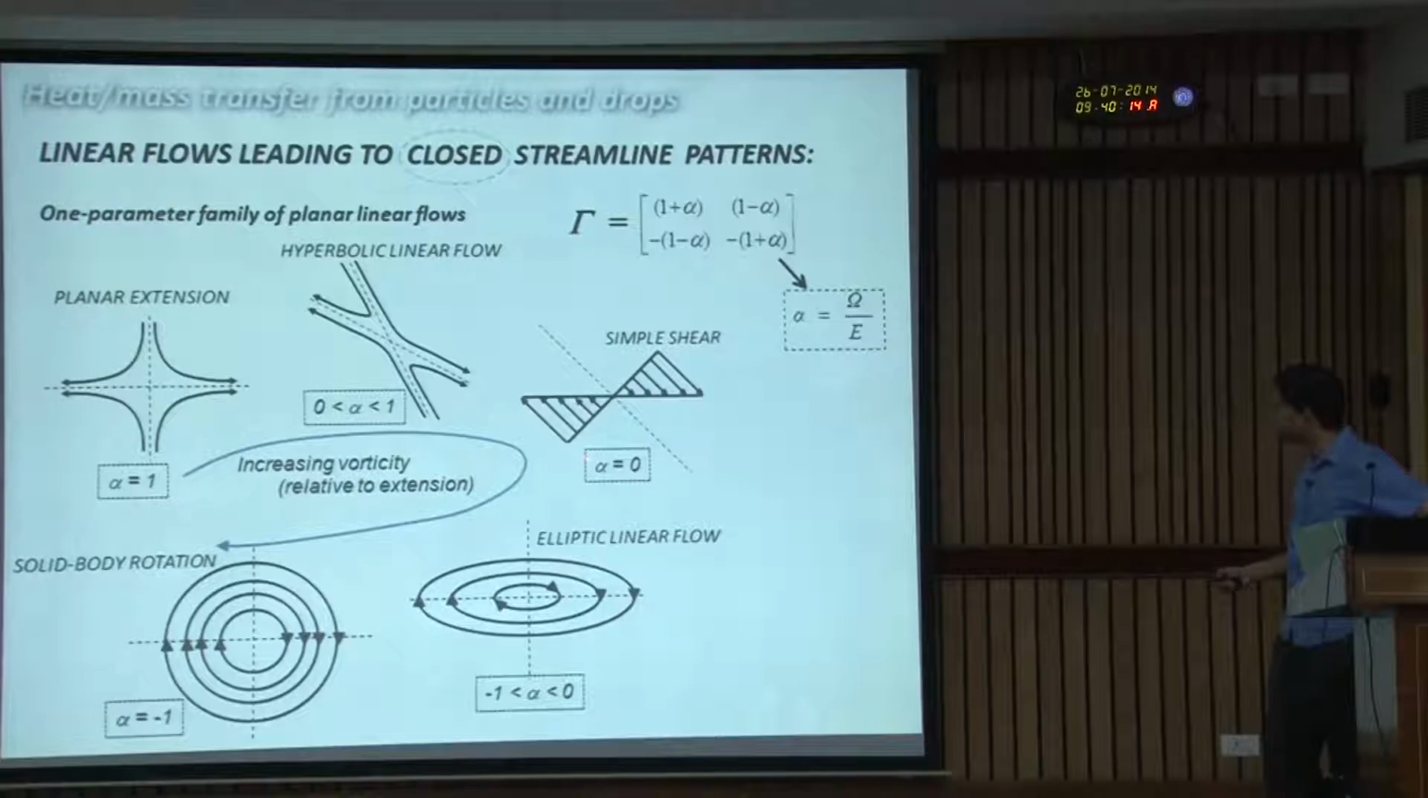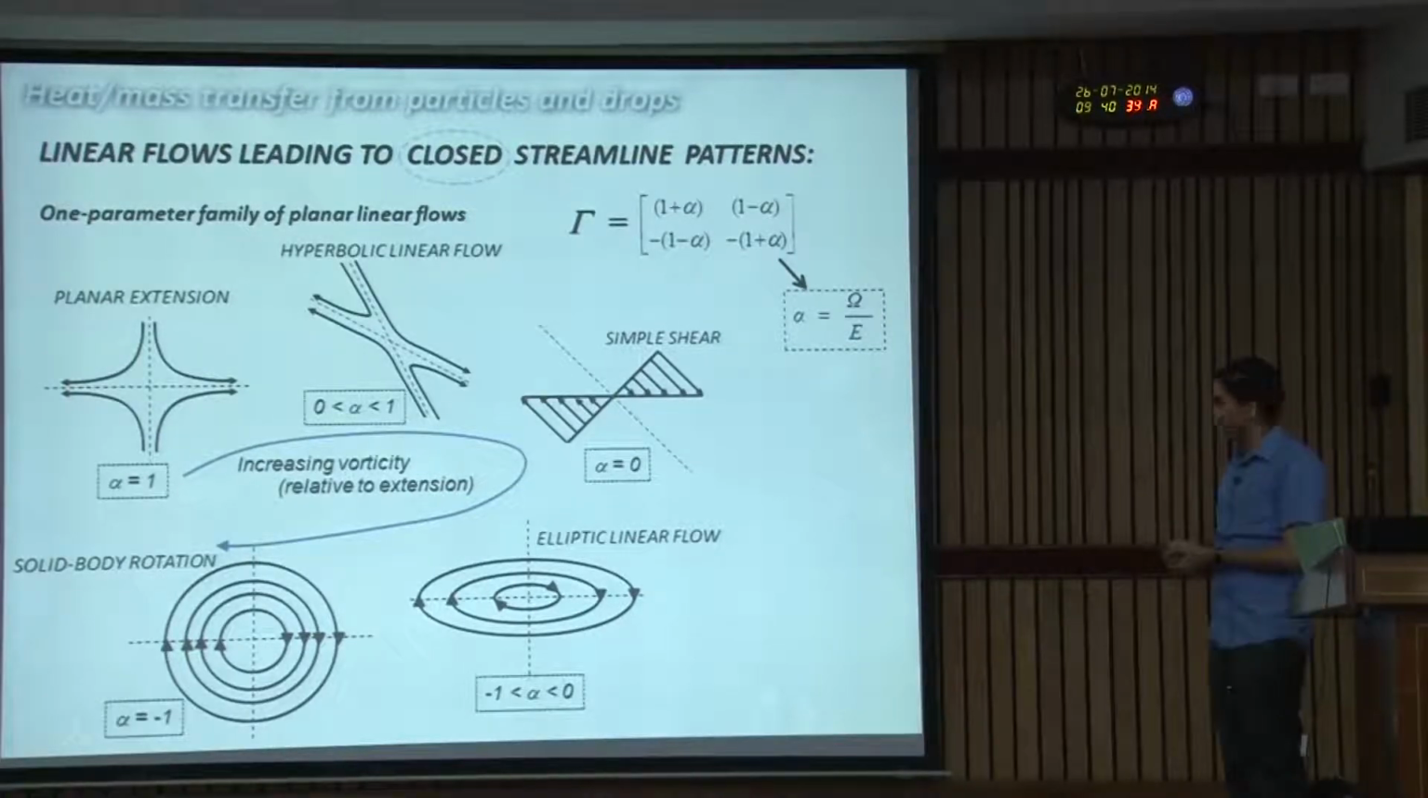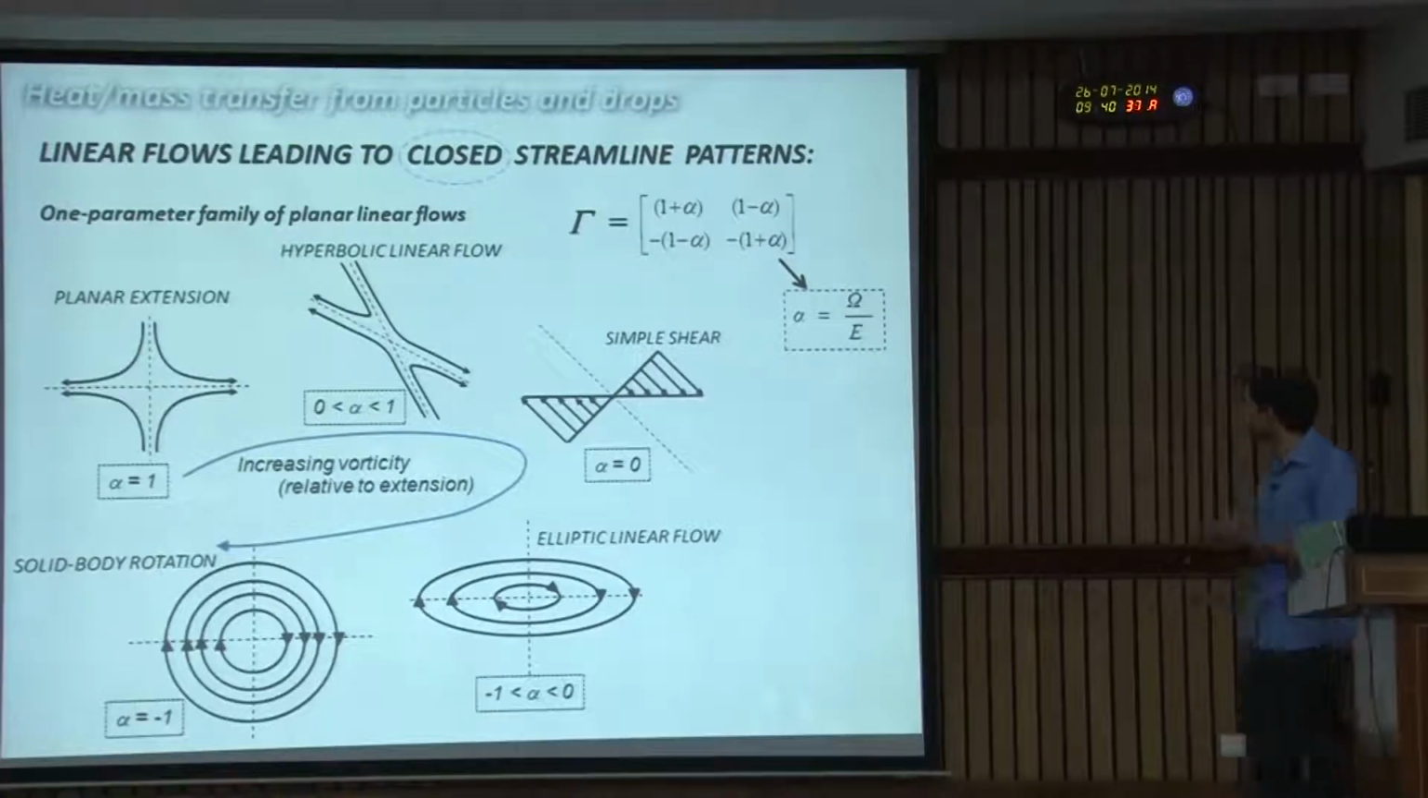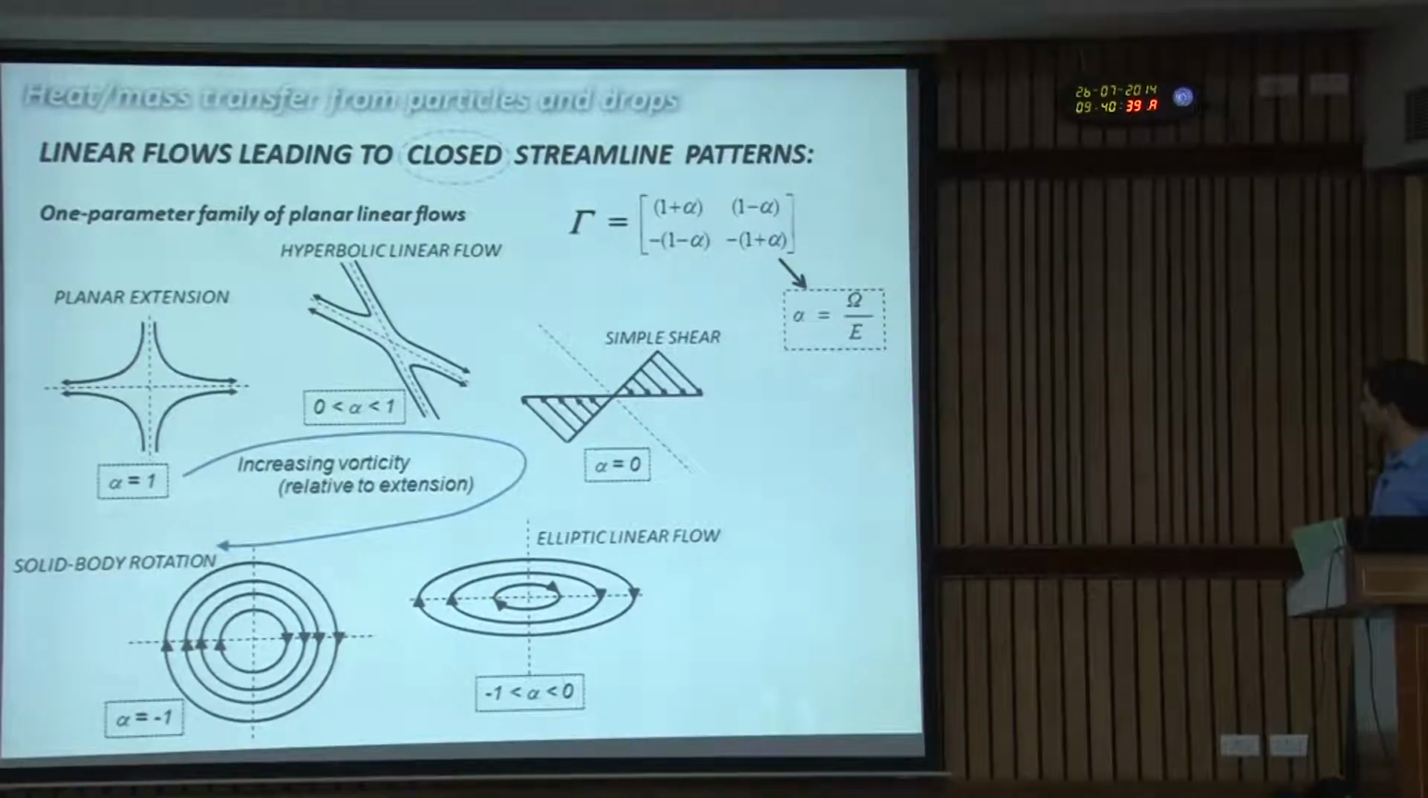And then once vorticity overwhelms extension, the streamlines are closed. Okay. So in these cases, it's obvious that the streamlines were closed even in the absence of the drop or particle. So they'll remain closed even when you add the drop or particle. But here it turns out that if you add a particle or a drop, the streamlines become closed, and that's crucial to the heat transfer problem. We'll see why. Okay. So these are the flows that I'm going to talk about now. The so-called hyperbolic linear flows that lie between simple shear and planar extension as the limiting members.